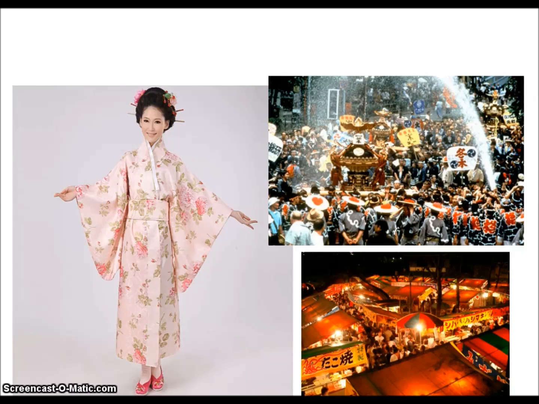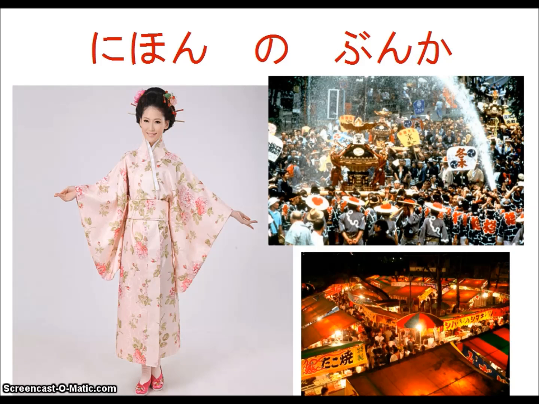Now we're going to talk about the cultural aspect of our lesson today. So, 日本の文化, Japanese culture. So here we have a picture on the left of a woman wearing a kimono, which just translates to kimono because that's a word that we didn't have in English, so we just used the Japanese word. And there's also matsuri that we're going to be talking about, which are festivals. So we're talking about festivals and holidays in Japan.